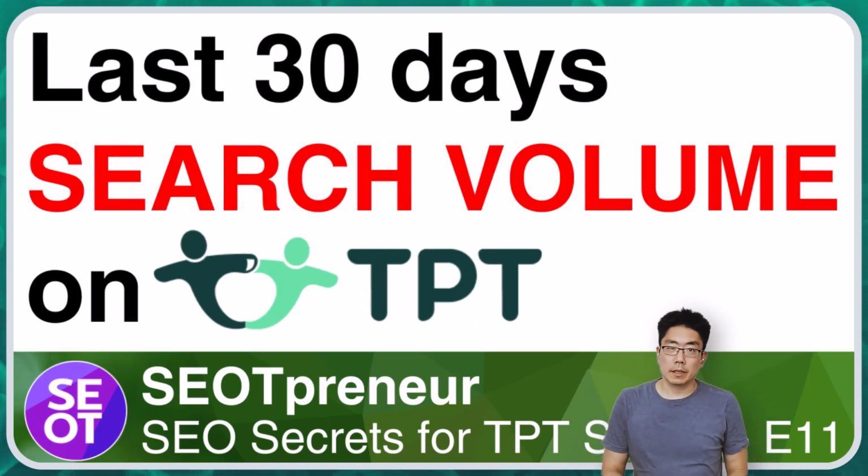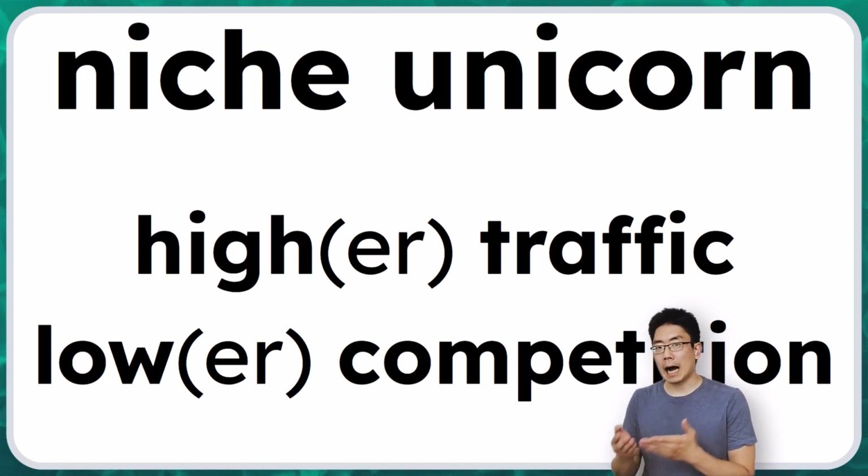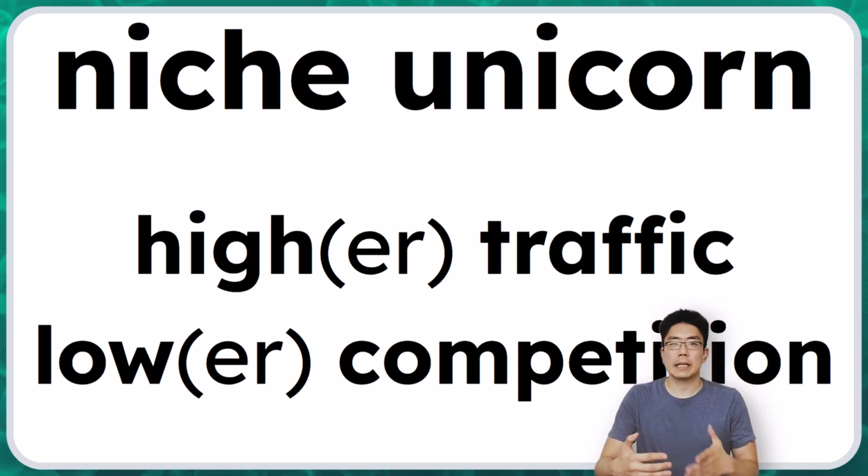And if you know where to look, you can figure out how often that search term has been looked up on TPT for the last 30 days. Kind of cool, right? We do this because we're looking for niche unicorns. A niche unicorn is a higher traffic volume keyword, so more people are looking for this keyword, but it also has fewer competition. And niche unicorns really depend on your stage of the game.